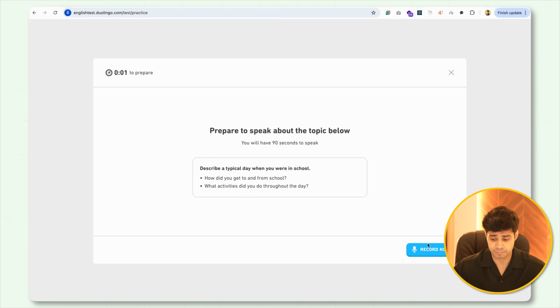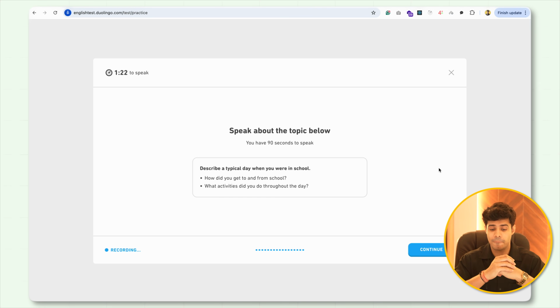Okay. On a typical day, when I was in school, and it's been a while, I would get to school on my bike. Yes, that's the beautiful part of it. I used to take the bus when I was very young, but I think relatively quickly after I was 16 or so, I started using my own bike to get to the school.